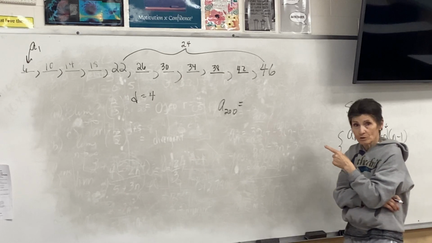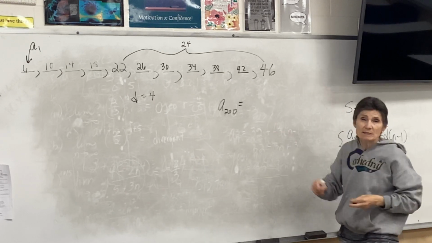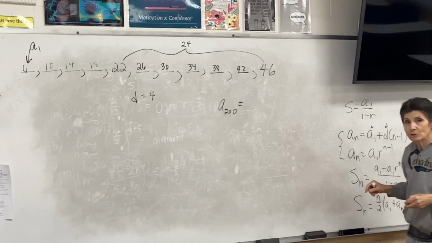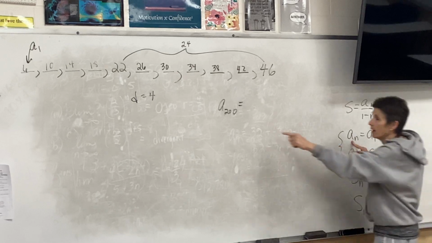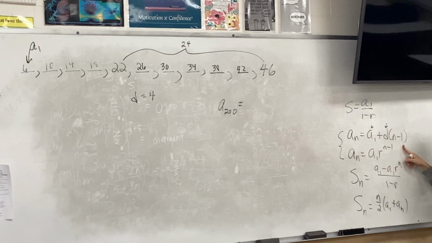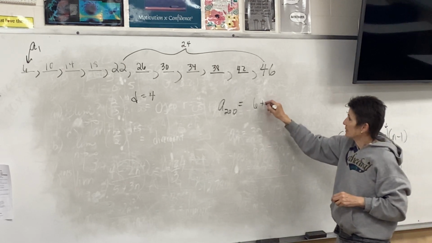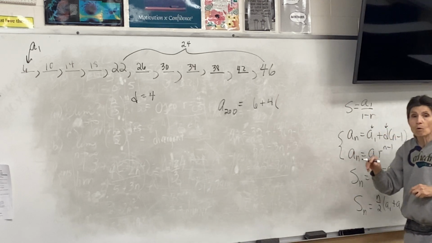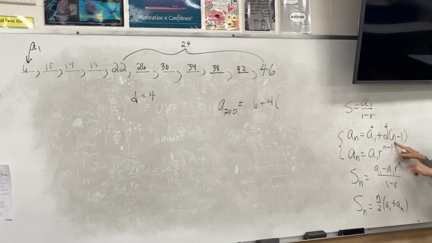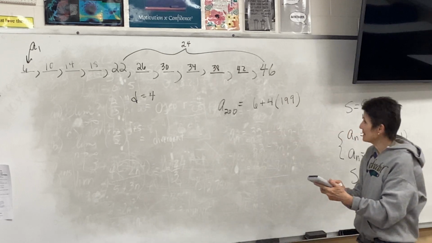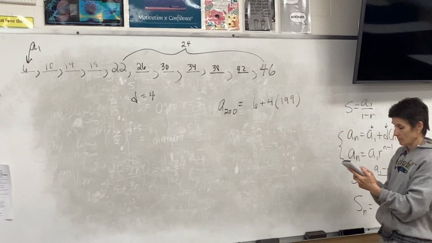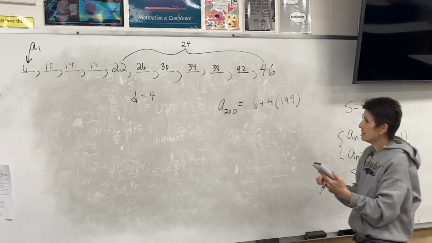That was the first question, find the first term. Now I need the 200th term. Well, I could keep adding 4, but that would take forever. So I am going to use my arithmetic formula to find the 200th term. So I know the first term is 6. I know the common difference is 4. And since n is 200, this is going to be 199. So the 200th term of that sequence is 802.